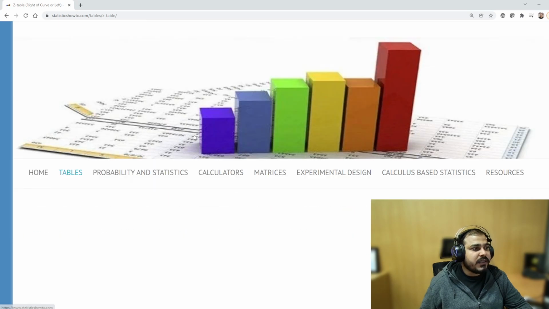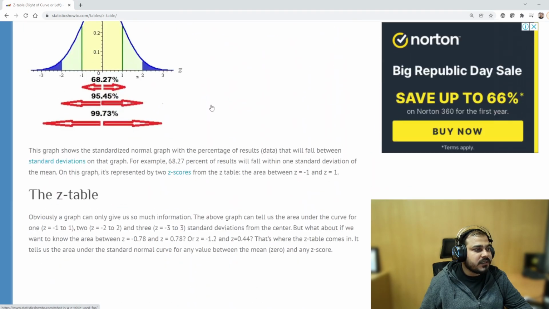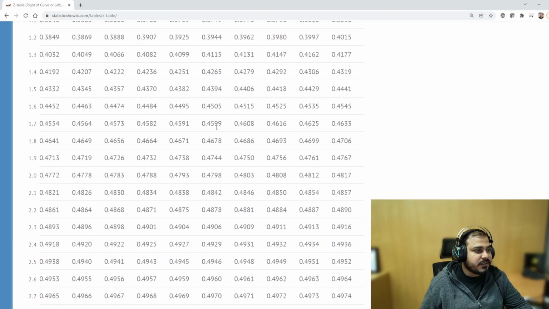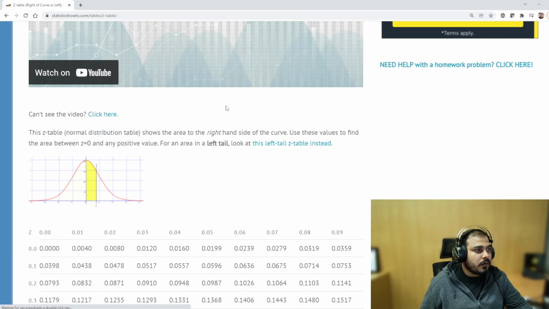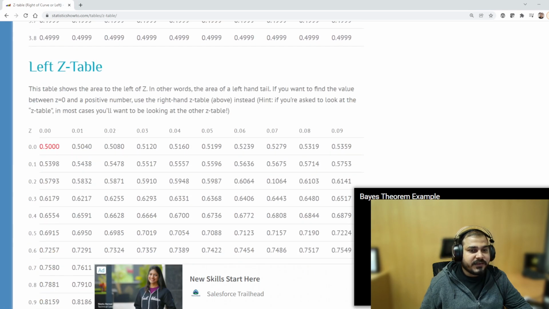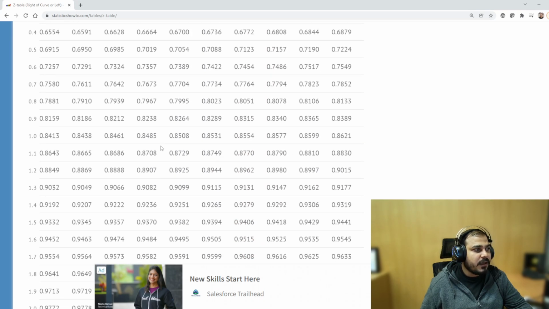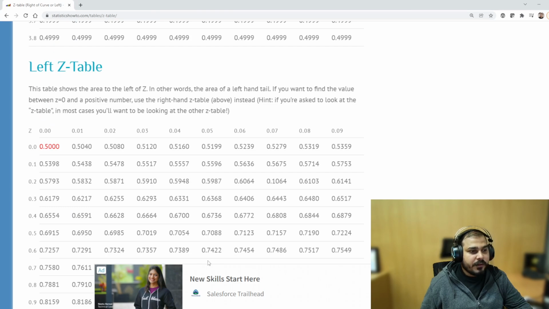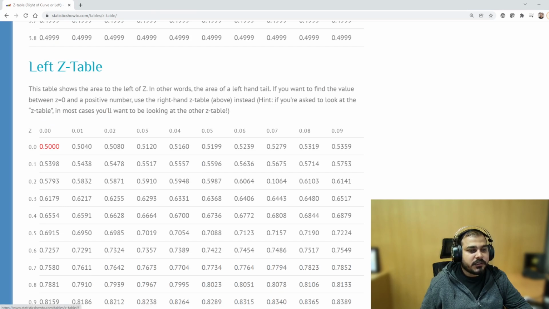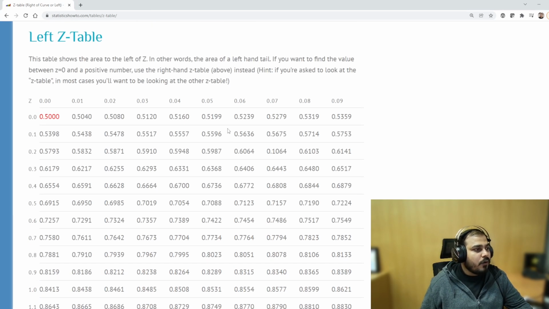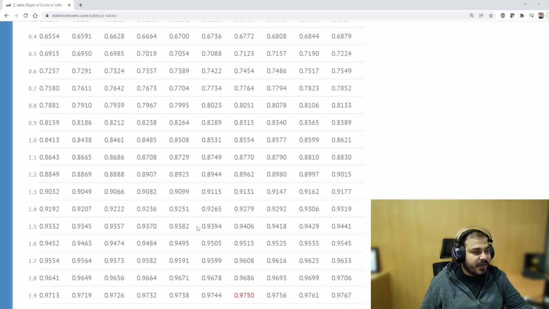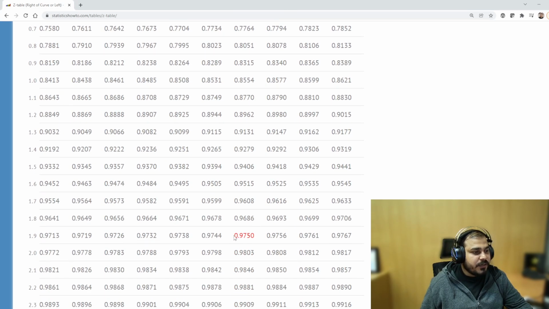Here you will be able to see this particular table. So when I say area under the curve, I'm going to basically consider this table. So here is my table. I'll just close this ad. Now 0.9750, just check where it is. So here you will be able to see 0.9750.